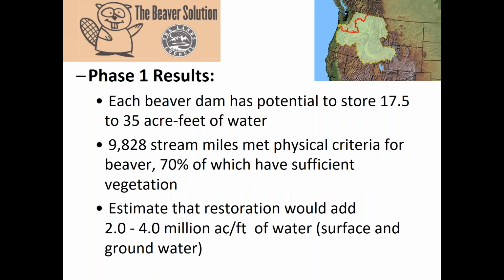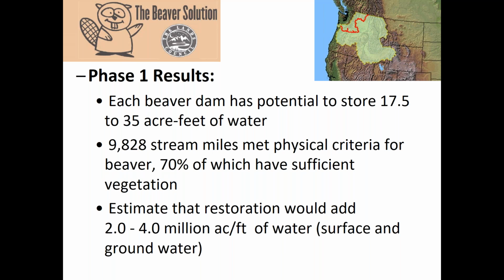So the Lands Council study determined that beaver dams in Eastern Washington each had the potential to store between 17.5 and 35 acre-feet of water. An acre-foot of water is the amount of water that 1 foot deep spread over 1 acre of land would be.